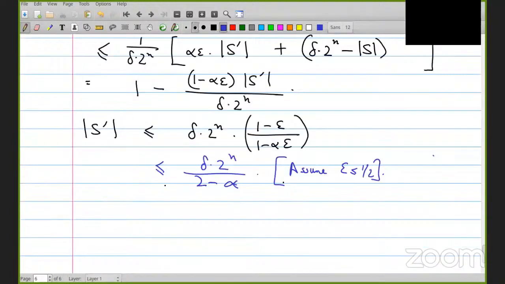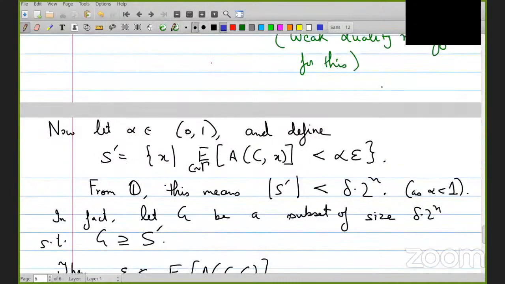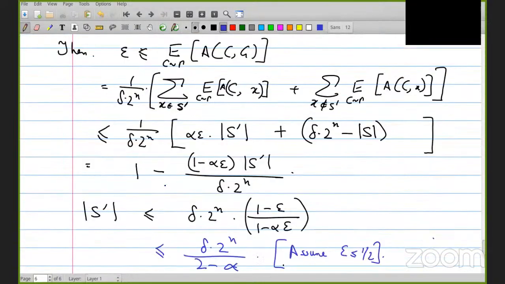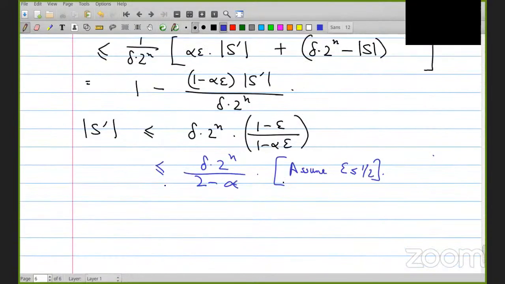So this actually is not just less than delta, it's almost half that size. So the set of those guys which are less than alpha epsilon, their size is quite small. So it's certainly less than delta times 2 to the n. It's actually less than delta times 2 to the n times 1 over 2 minus alpha. Okay, so we'll finish this next time.